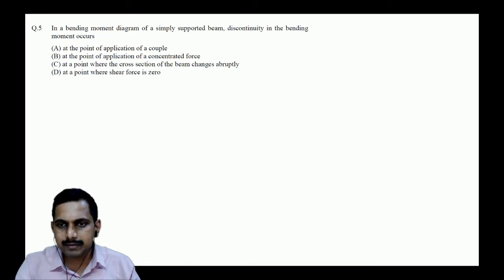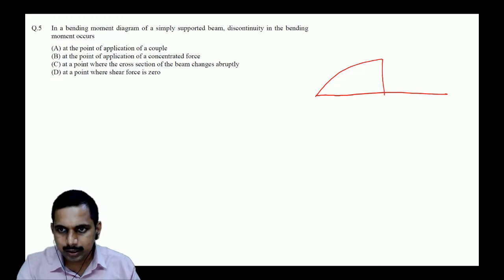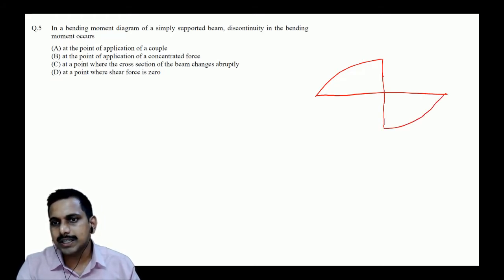Now, discontinuity. When you say a bending moment diagram goes like this, let it go this way and then drop. This is actually a discontinuity, students. Don't think it's a continuous one. No, it's a discontinuity. From here it is dropping down here, that's it.